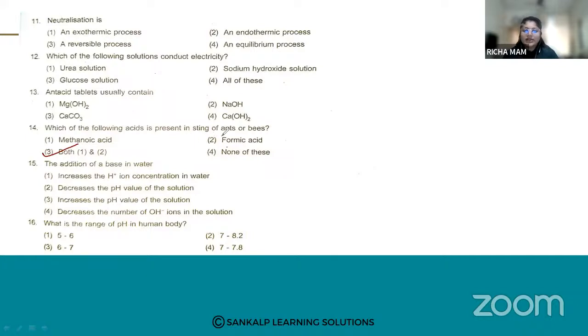The sting of ants or bees consists of methanoic acid and formic acid. So both 1 and 2 are the correct answers. Okay, let us go for the next one. The addition of base in water: first, it increases the H plus ion concentration in water; second, it decreases the pH value of the solution; third, it increases the pH value of the solution; fourth, it decreases the number of OH minus ions in the solution.